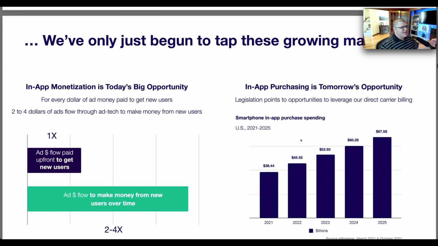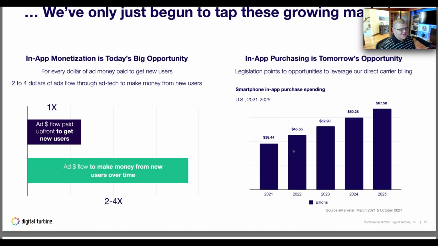We've only just begun to tap these growing markets. We've kind of covered this as well. You can see smartphone in-app purchasing spending, $38.44 billion. It's going to basically double over the next 4 years. Not quite double, but go to $67.58 billion by 2025. And those are big numbers, guys. Big numbers. Lots of money to be made in the AdTech space.